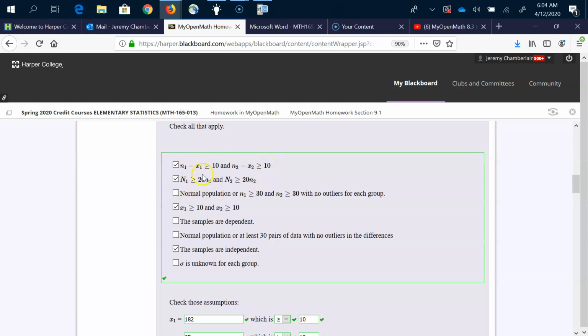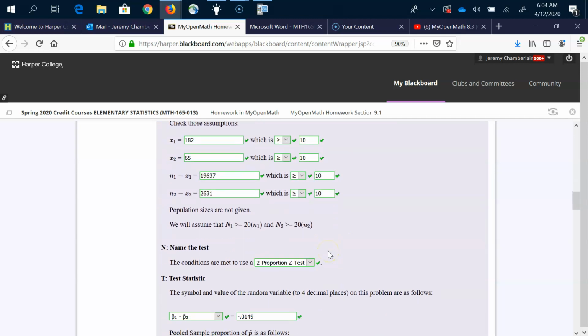I also want 20 times the sample size to be less than or equal to the population size in both samples. And I want to have independent samples. Well, we do need to check these numerically. In the problem it said 182 from urban states had autism, so that's definitely bigger than or equal to 10. It said 65 8-year-olds from rural state had autism, so that's bigger than or equal to 10.